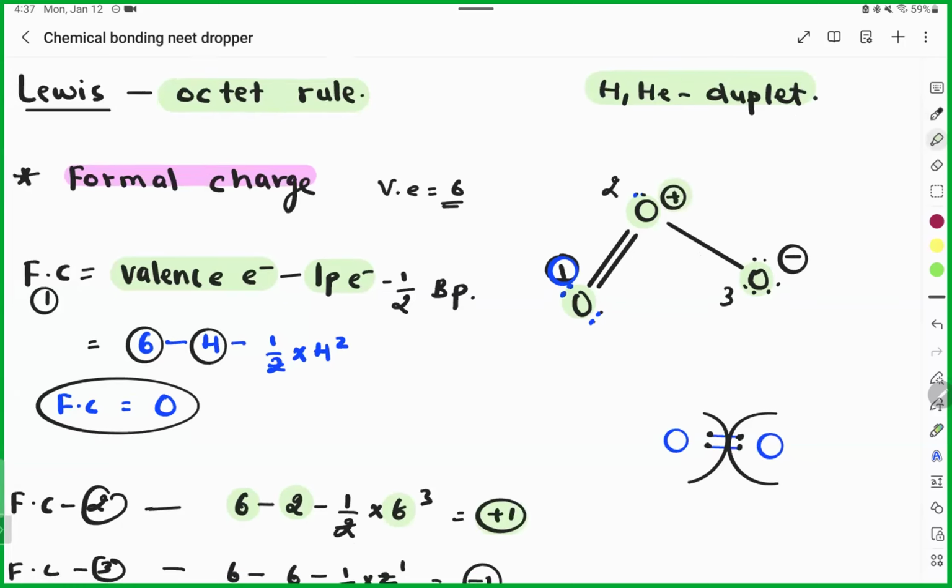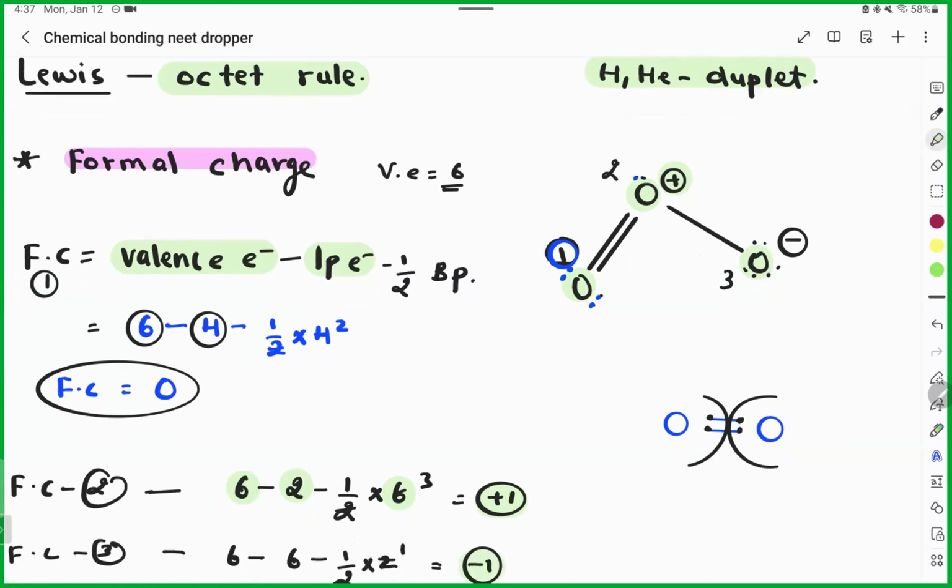Third oxygen, valence electrons always 6. Lone pair electrons 6, given in the question. And bond pair electrons are 2. So if you put in the values, this will have a minus charge.